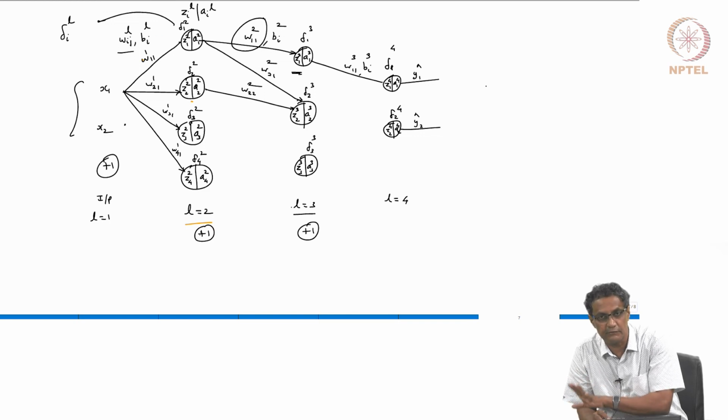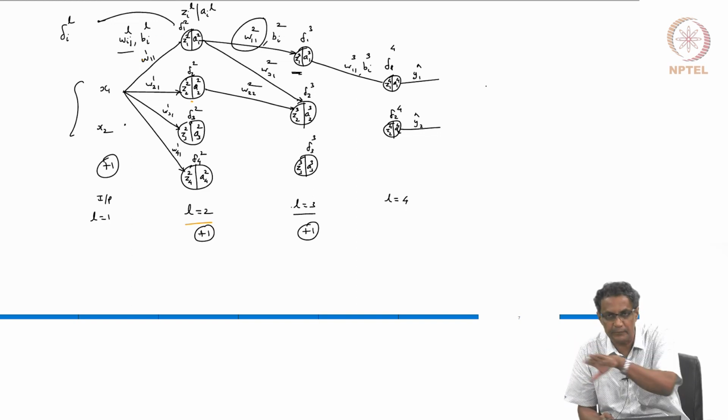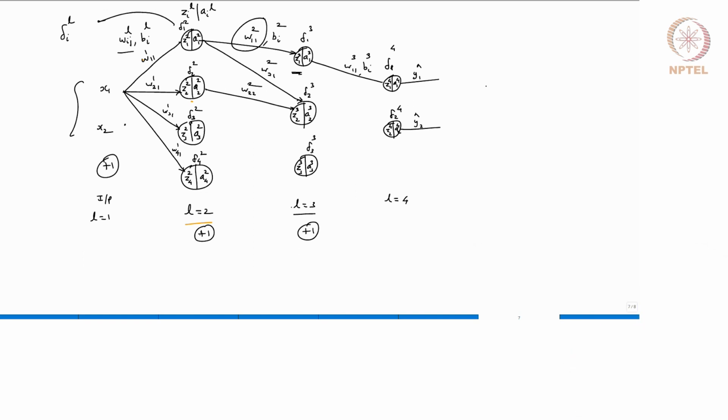That need not be equal to y1 and y2, which is the target value. So what do you do? You find the error, and then you do a backpropagation of the error. You try to go back and see how the weights should be adjusted so that the error will come down. Weights and bias always. When I say weights, I mean the bias also.